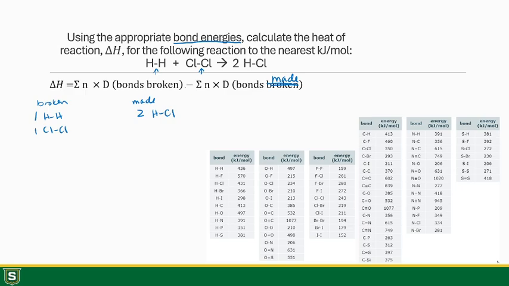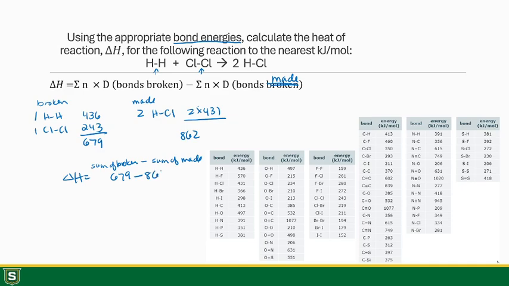All right, so we end up with 436 and 243 for a total of 679. And over here, I'm just using these values from the table. 2 HCl's would be 2 times 431. So this would be 862, and delta H equals the sum of broken minus the sum of made. So 679 minus 862. Note that I get back more energy than I put in to break them. I get back more by making the bonds.